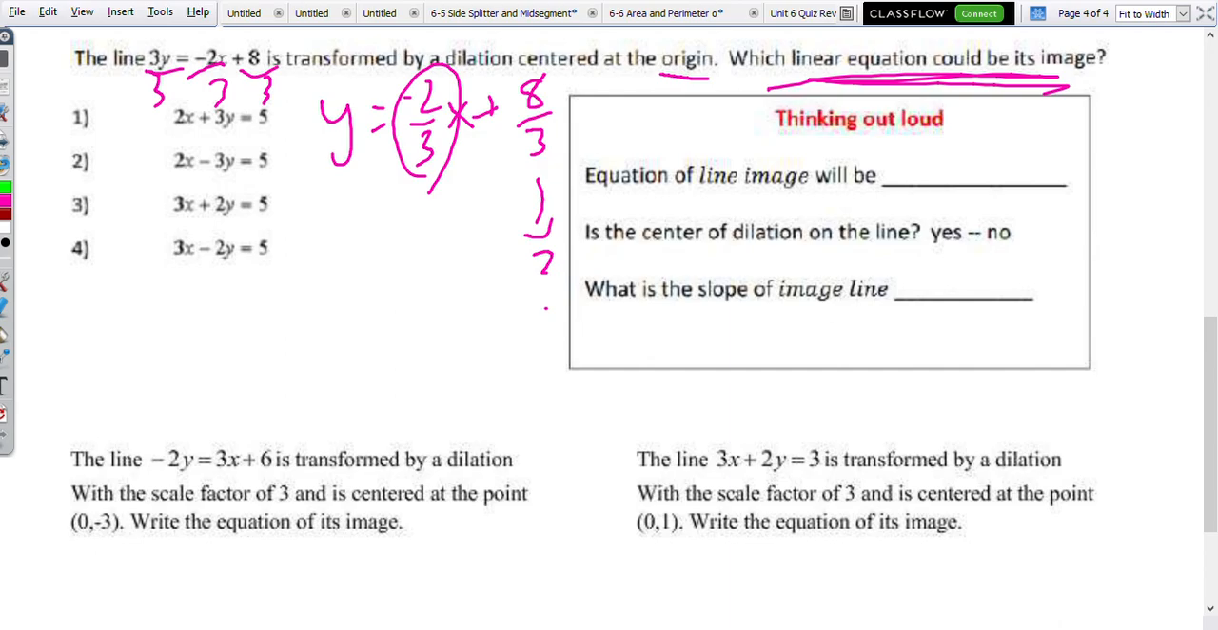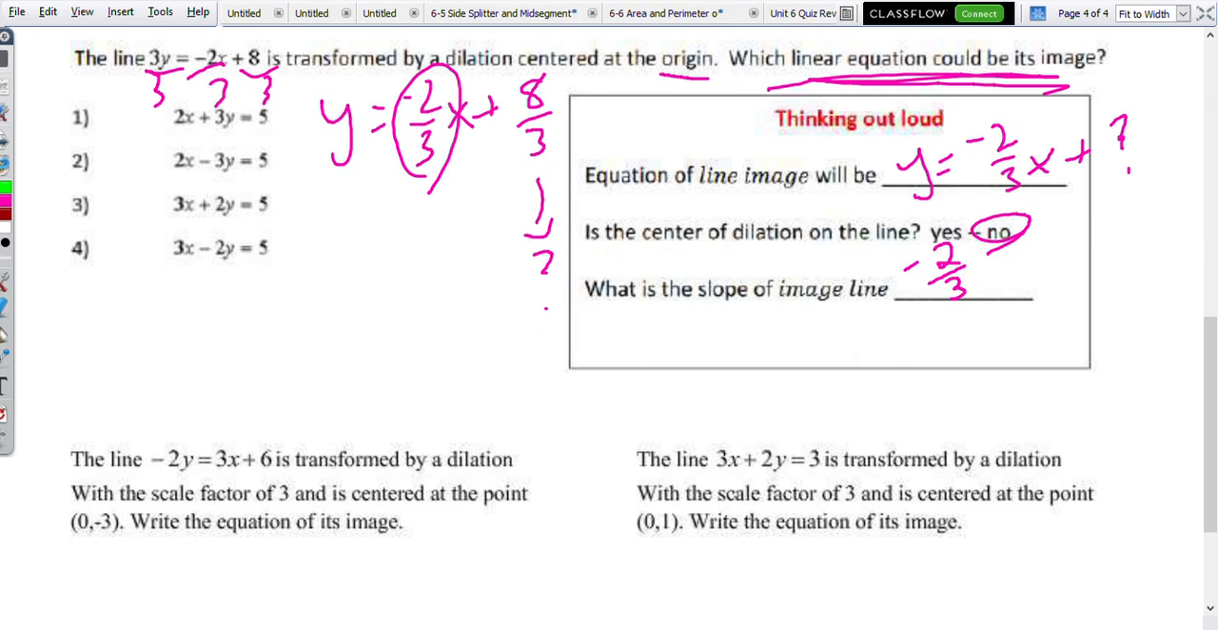So the equation of my line, is the center on the line? No, so it's not the same equation. The slope of it is going to be negative 2/3. The equation of the line is going to equal something about y equals negative 2/3 x plus, I don't know. Frankly, we don't really care, because remember, we don't want to know exactly what the y-intercept is. We just want to know what the slope's going to be.